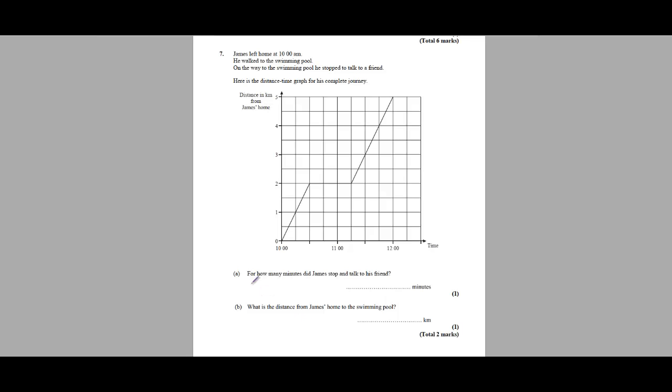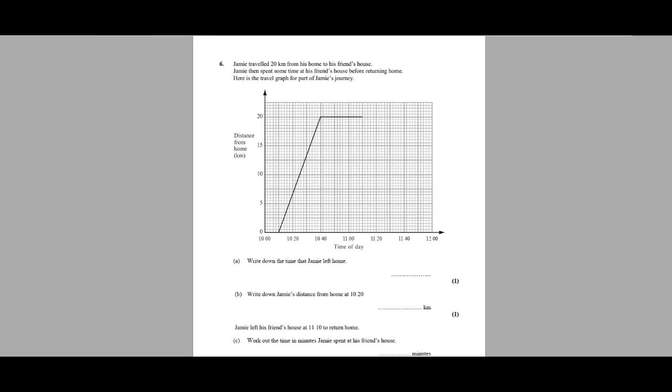Okay, so the first part is for how many minutes did James stop and talk to his friend? And what is the distance from James' home to the swimming pool? It is very easy. So it is your home assignment. The question was 7 to 5. So according to 30 kilometers from his home to his friend's house, Jamie then spent some time at his friend's house before journeying home. Here is the travel graph for part of Jamie's journey.